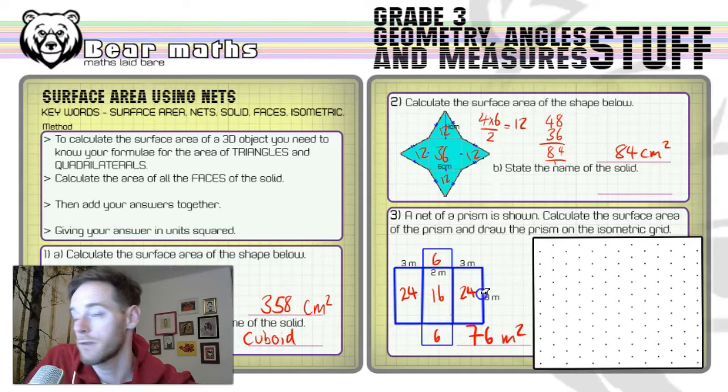So hopefully you've got something from that video. Pretty simple in the grand scheme of things. If you're good with area already, you'll be fine with surface area. Just make sure you add things together. There will be more surface area stuff, more complicated shapes to work out the surface area of. Don't worry, I'll guide you through it.